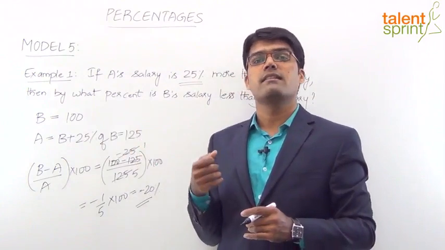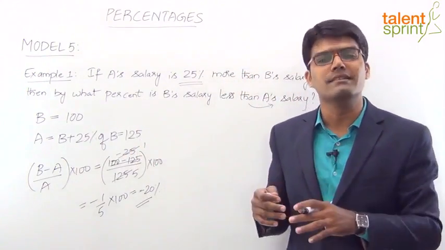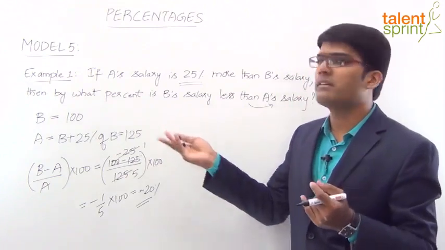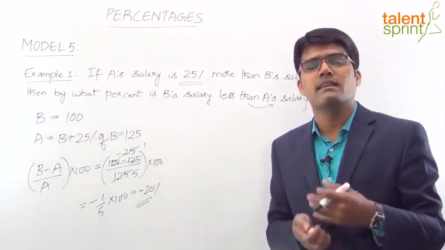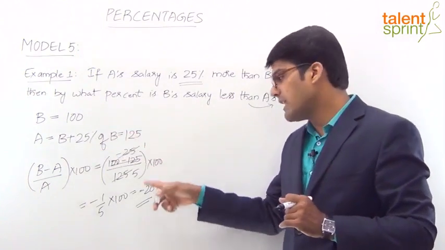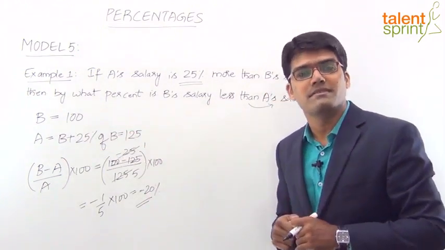Now you may get a question here, why did we take B as 100? How do we know that B is 100? Well, we have no idea about what B is. We are assuming that B is 100. You can assume any value. You can take 200, 150, 98, 95, whatever you want. Accordingly calculate the value of A. Final answer will always come out to be 20%.